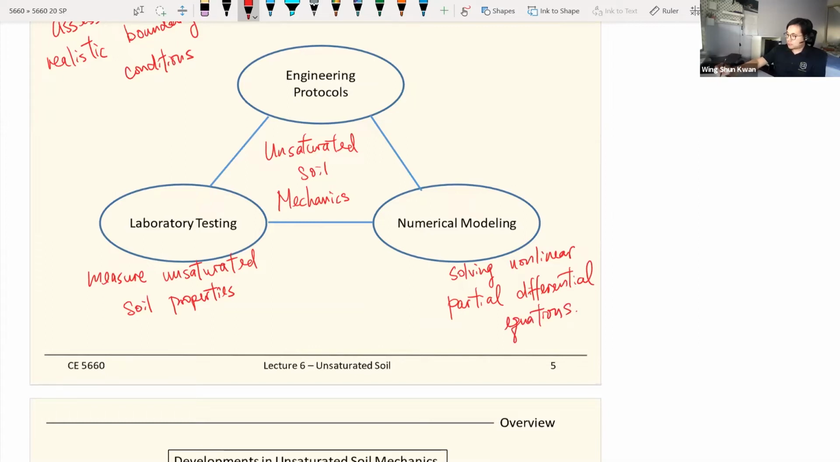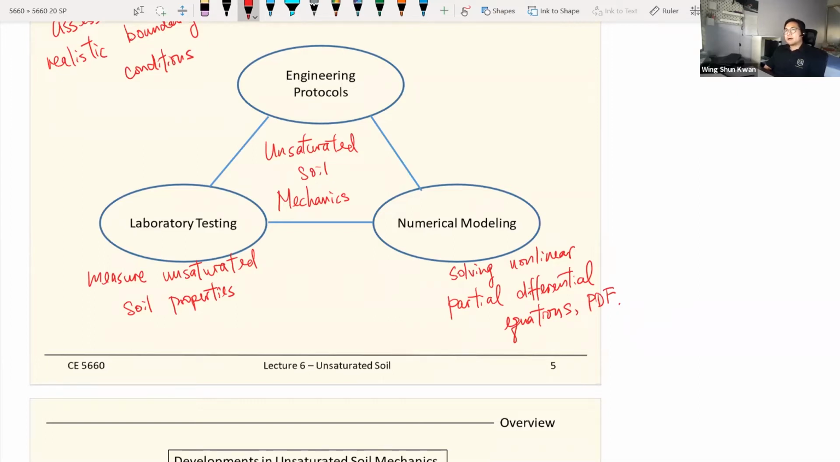In practice, very likely, solving unsaturated problems, you need a computer package like FLAC, or I don't think GeoStudio can handle it. You need to use either a finite element or finite difference approach. FLAC is a finite difference approach. Some software like Plaxis is a finite element approach that helps you solve all those PDEs, the partial differential equations.